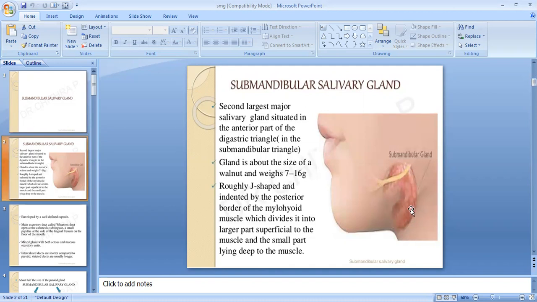The other salivary glands are the parotid gland and the sublingual salivary glands. You can see it is roughly J-shaped, and it is present in the digastric triangle, and it is indented by the posterior border of the mylohyoid muscle, which divides this gland into a larger superficial part and a small deep part of the gland.